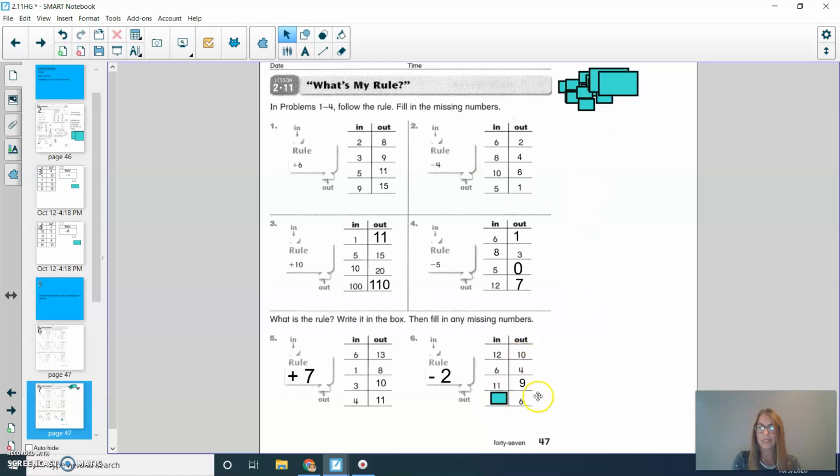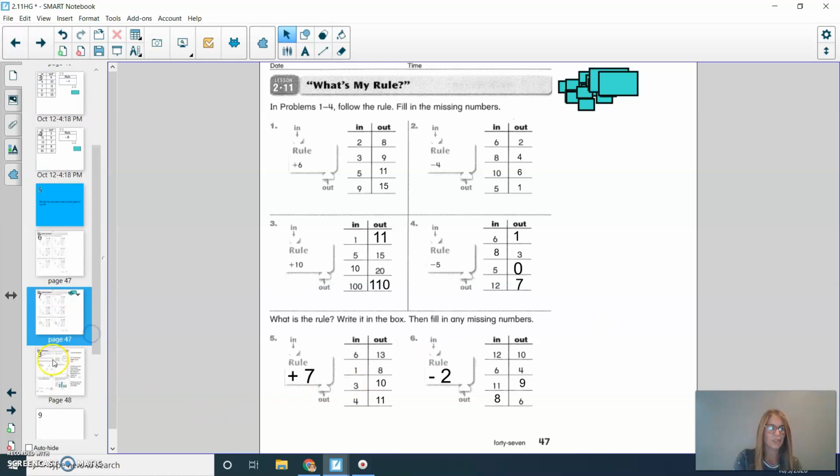And then I need to do the opposite because I'm given the out. So I can't subtract 2, I need to add 2. So 6 plus 2 would get me to 8. Boys and girls, if you can double check to make sure that you have the correct answers, and we will talk more about what's my rule in future lessons.